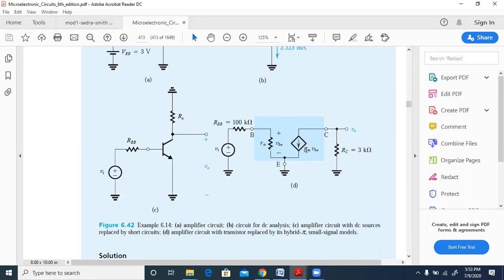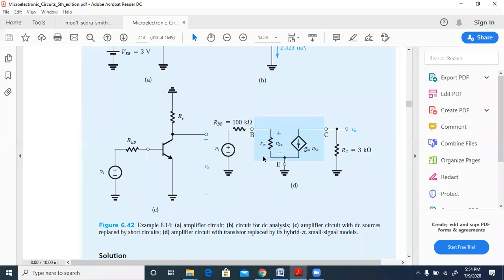You can write beta IB also, but this is also all right. You can write beta IB, or you can write GMVB. Either of the two you can always use, right? GMVB or beta IB. So we know the value of GM we have found out. So now this is grounded and this is grounded. That means they are connected together. This is also connected together.